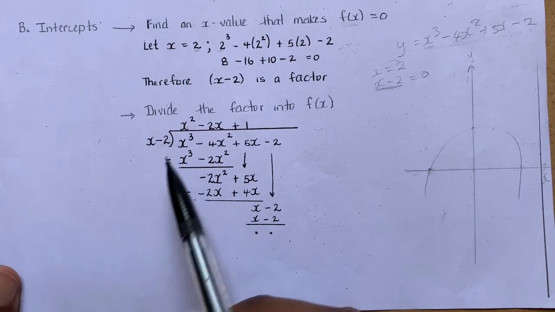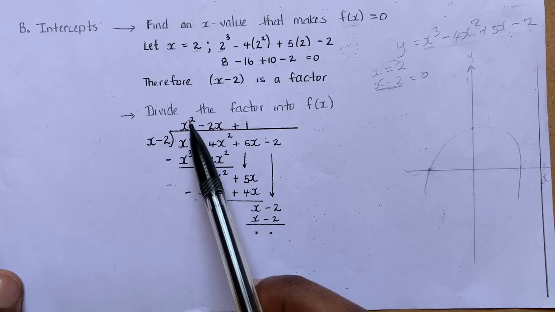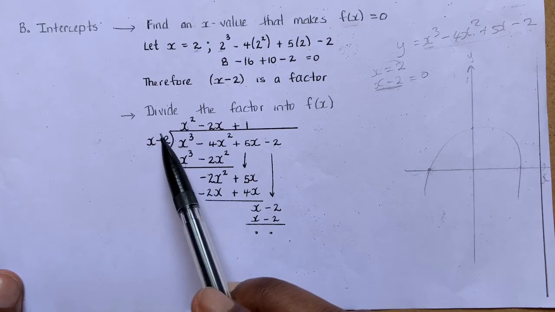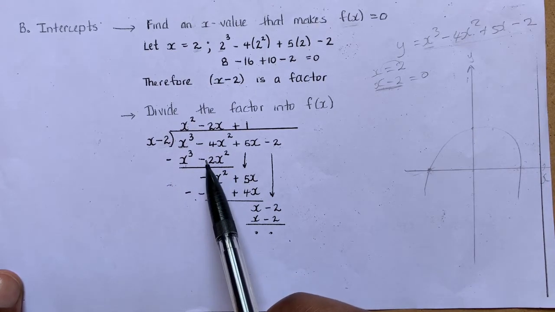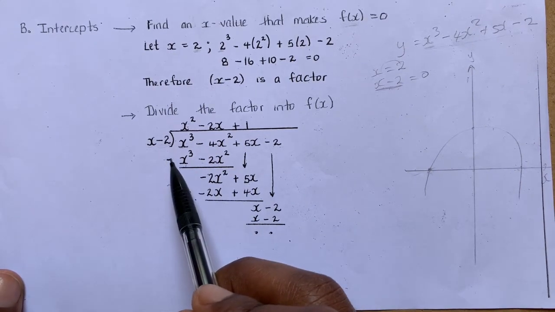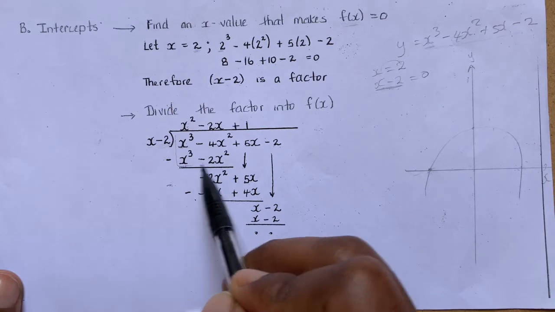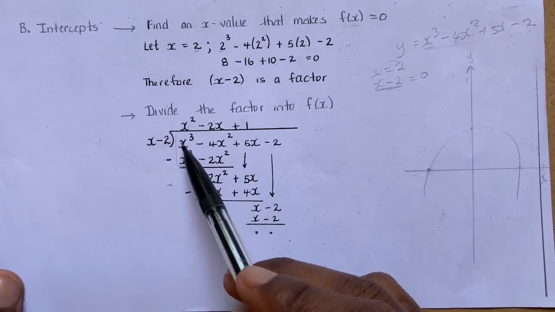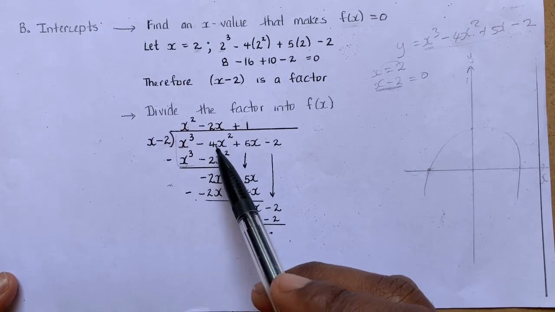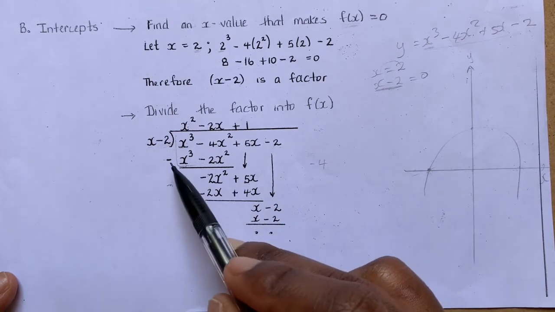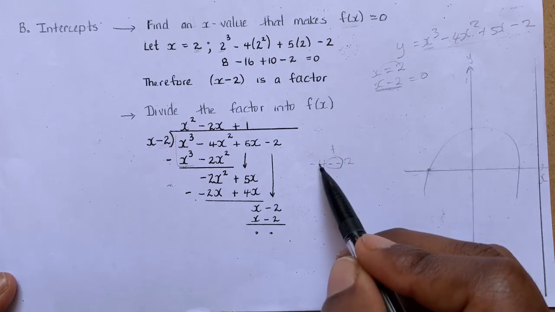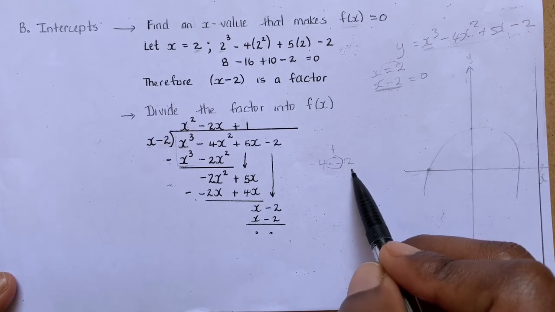So let's go once more. X into x cubed, x squared. X squared times x, x cubed. And x squared times -2, -2x squared. We'll then subtract. So we are subtracting all of this. So x cubed minus x cubed is 0. So now we have -4 minus -2x squared. So that gives us -4 plus 2, which is a -2.